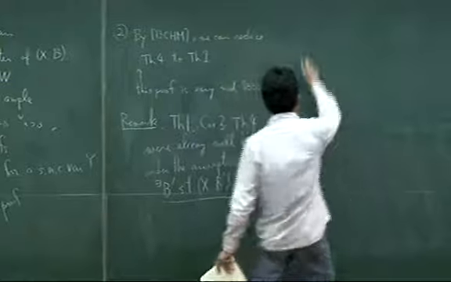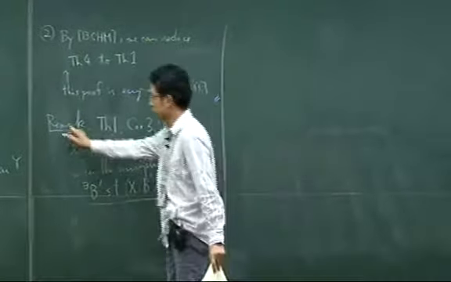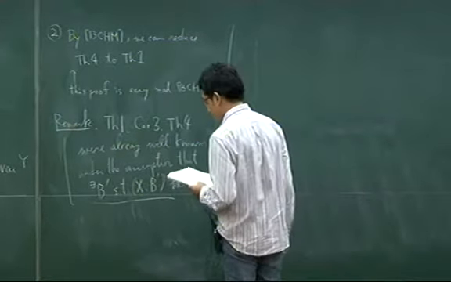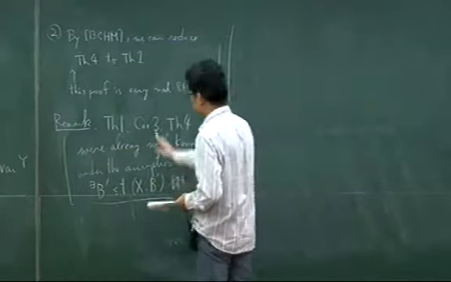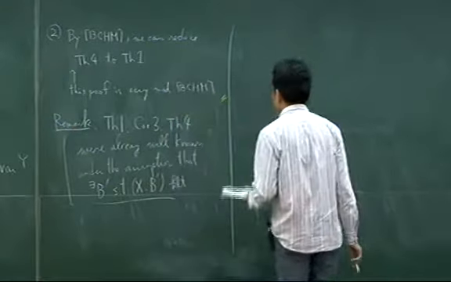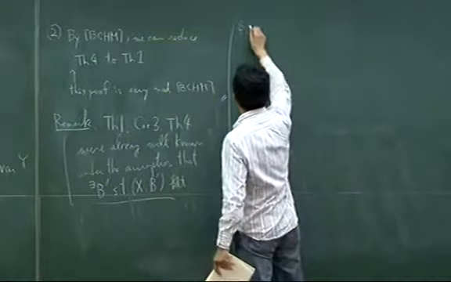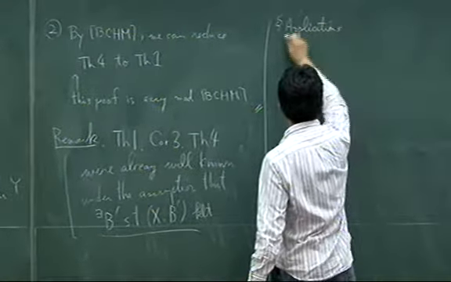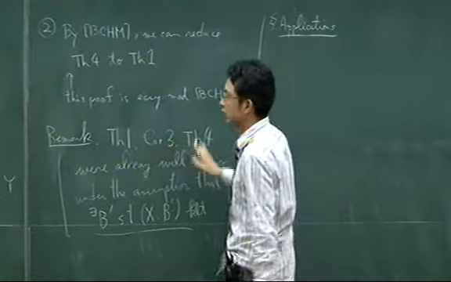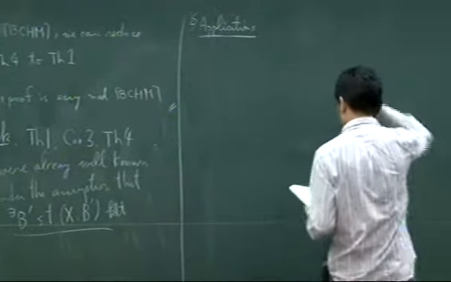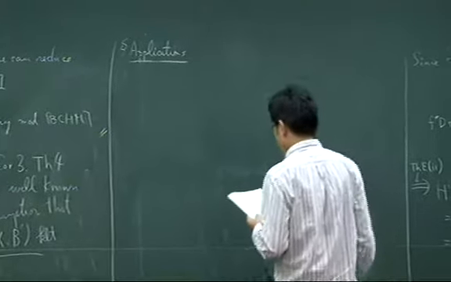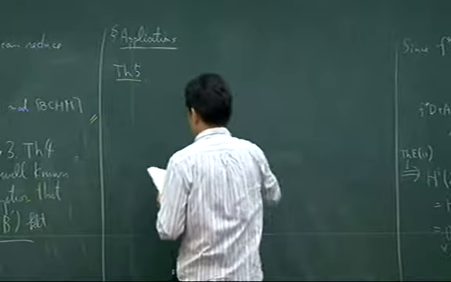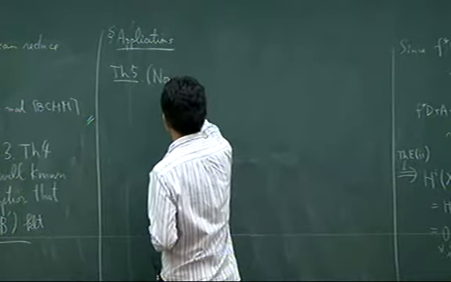So, okay, let's go to applications of theorem 1, corollary 3, and theorem 4. Okay. Well, by using new techniques, some results can be proved without any difficulty. Okay, theorem 5. This is non-vanishing theorem.